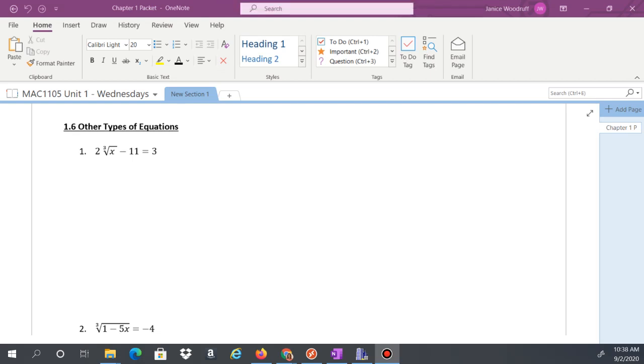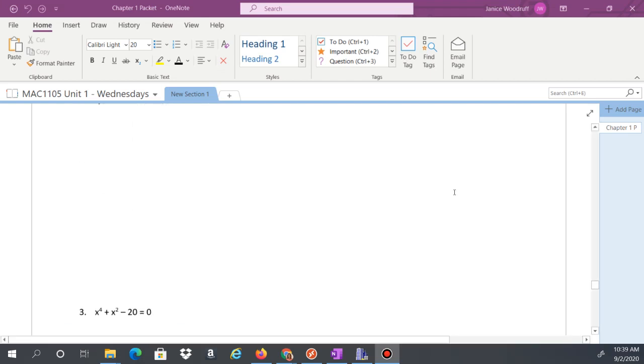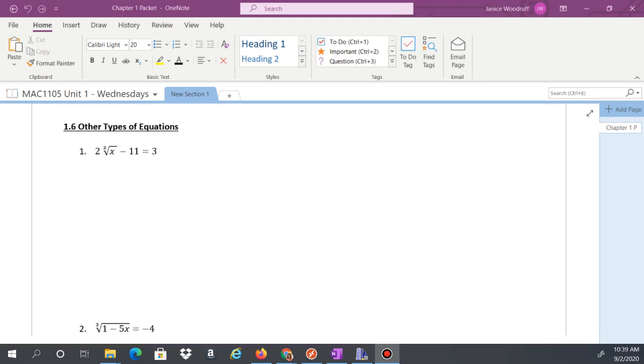All right, so 1.6 is named other types of equations because we're just basically looking at different problem-solving techniques where it's not necessarily quadratic, but it's very similar techniques to solving those. So you're going to see cube roots, negative exponents, fractional exponents, things like that. So first thing we'll do is we'll look at a cube root equation.